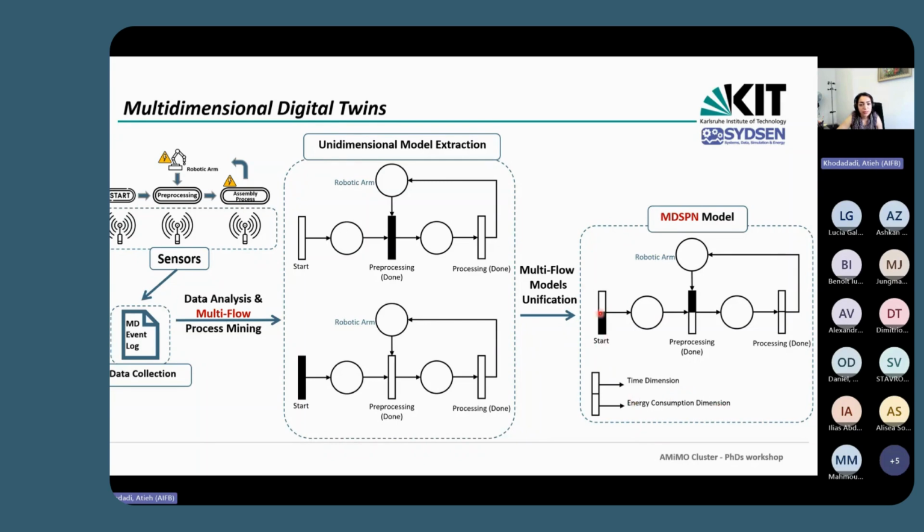So the first one is time. As we mentioned, for the start, it takes time to go on with this event or activity, but for the energy consumption, it is not contributing. So on for the pre-processing, for time it was immediate, but for energy, it was consuming energy. And finally, for the processing, both of the dimensions are contributing to this activity. So from this model, now we have the dimensions that we want to have finally in the system.